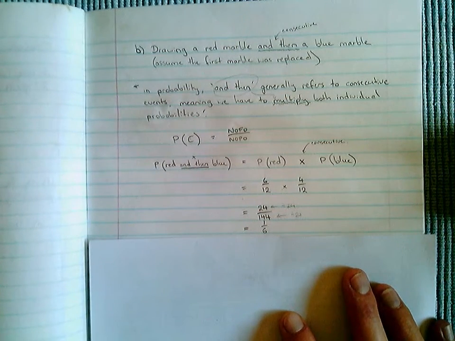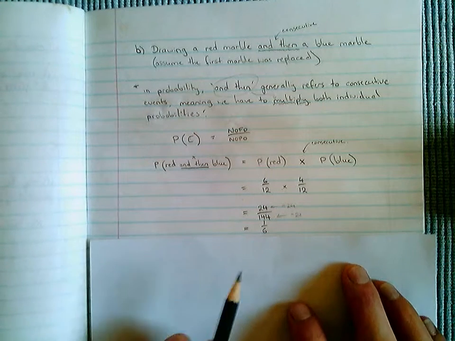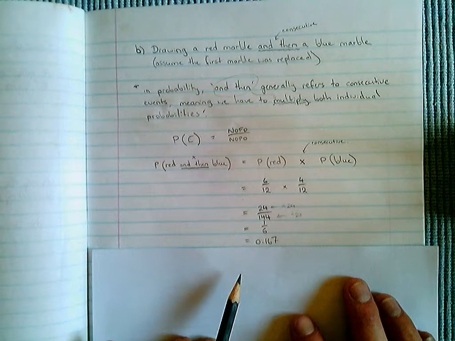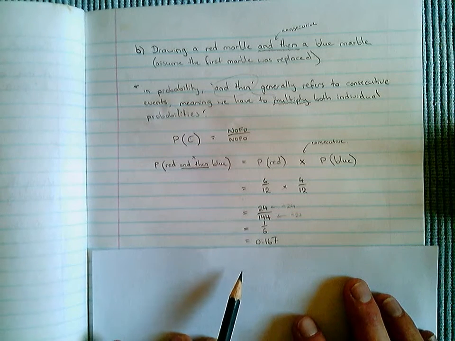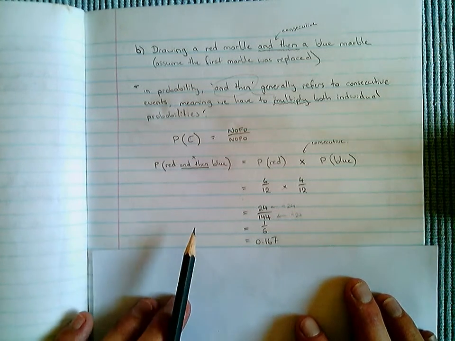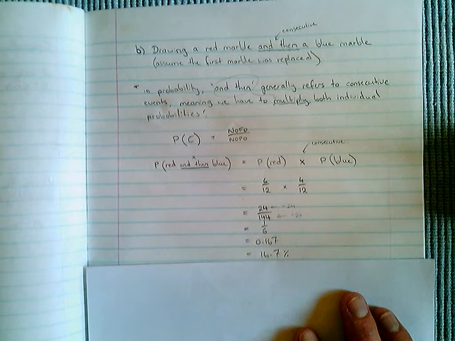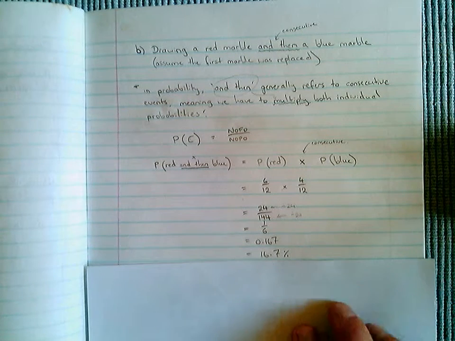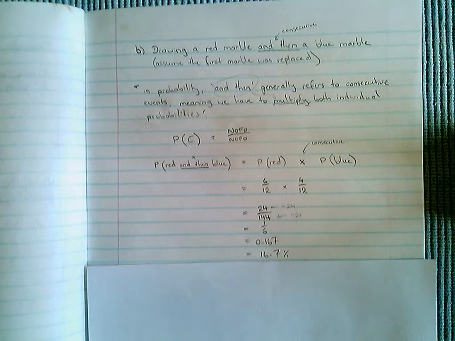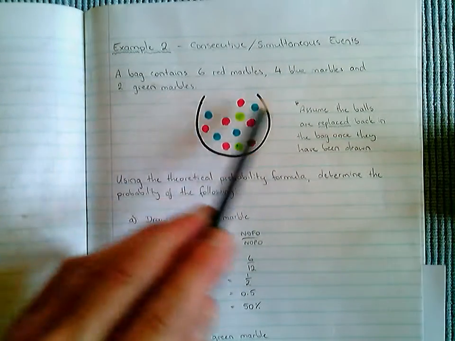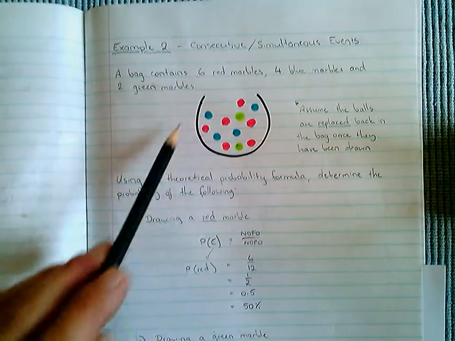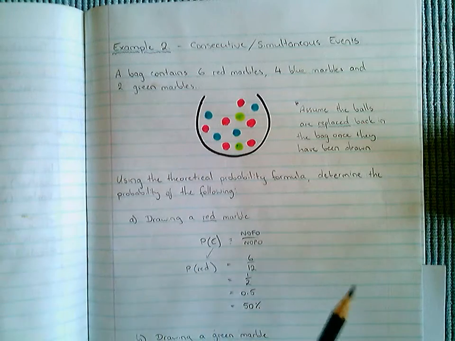Alternatively, if you have a scientific calculator, the process is made a lot easier. 1 divided by 6 as a decimal is 0.166666, round one of those 6s up to 7, and multiply by 100 to get our percentage. So that there is our first example of a consecutive event with regards to this situation with our bag of marbles.